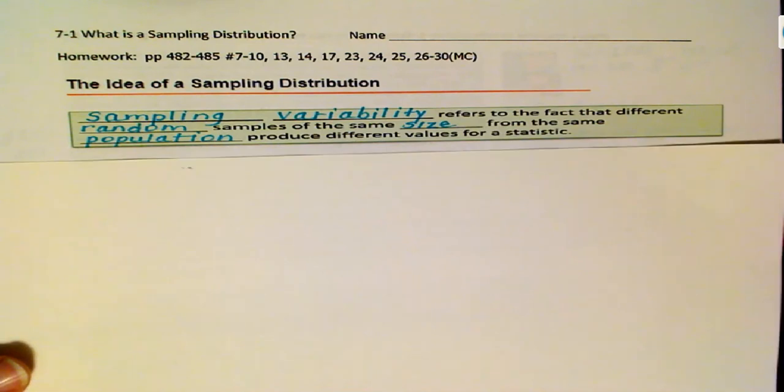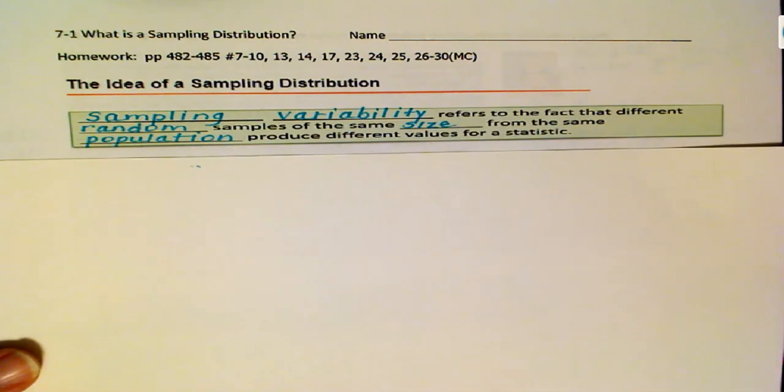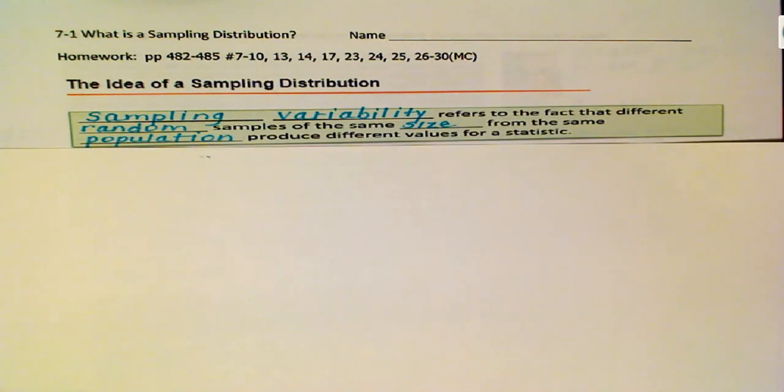So the first definition we have is sampling variability. Sampling variability refers to the fact that different random samples of the same size from the same population produce different values for a statistic. So if you think about it, if you did a lot of random samples of the same size from the same population, those samples are all going to be different, okay? And that's called sampling variability.